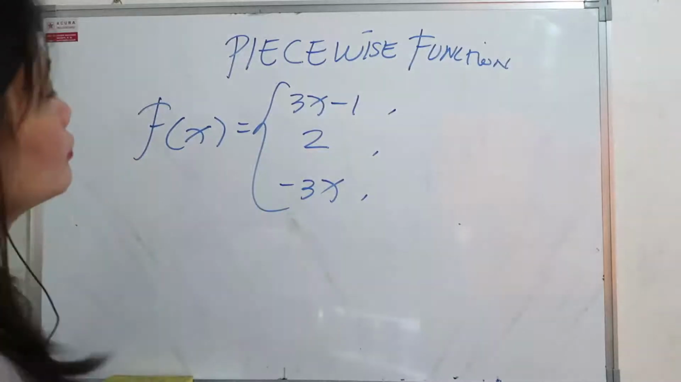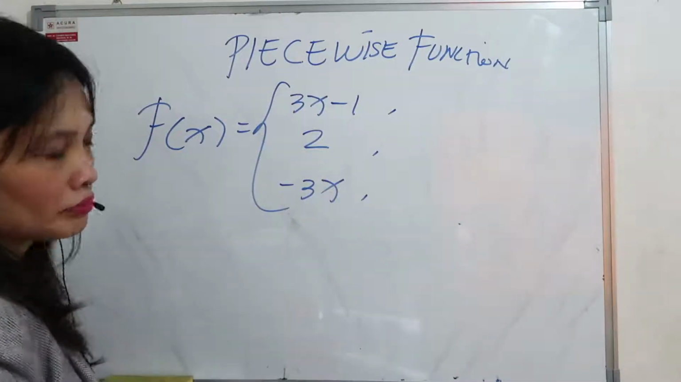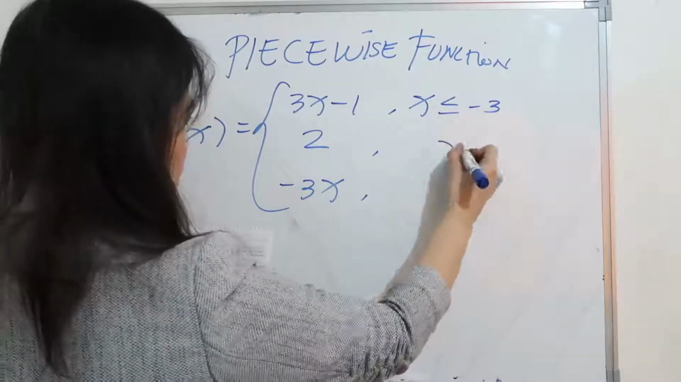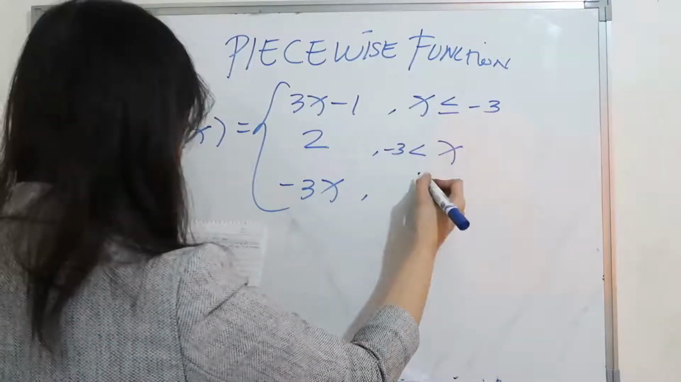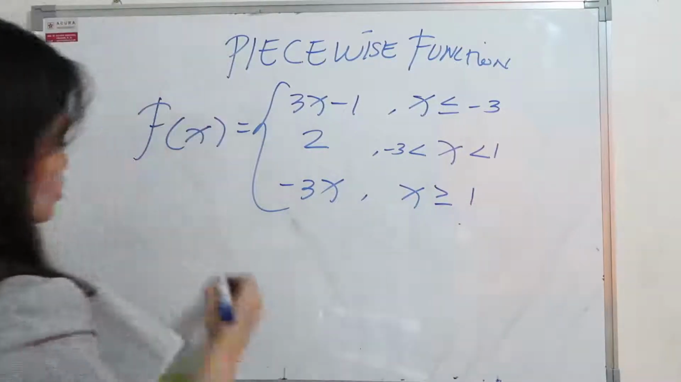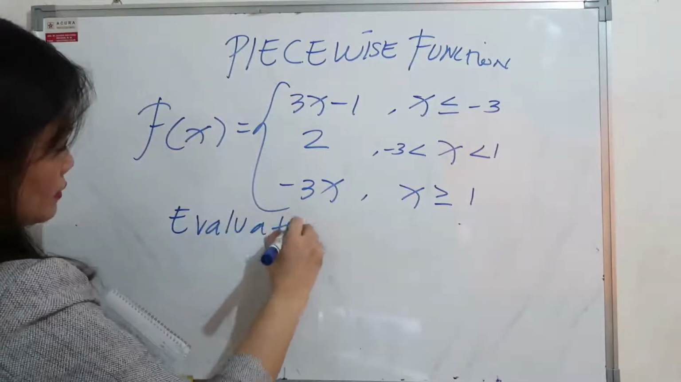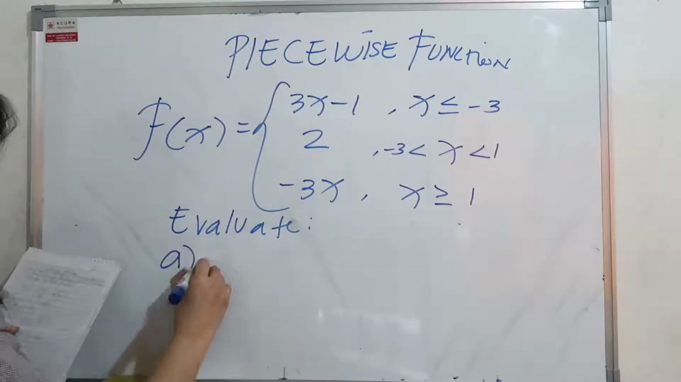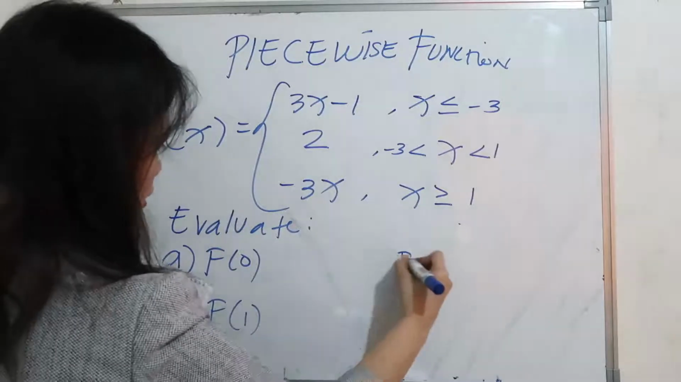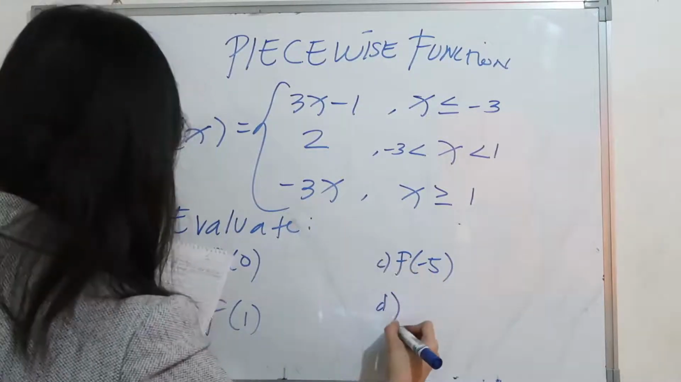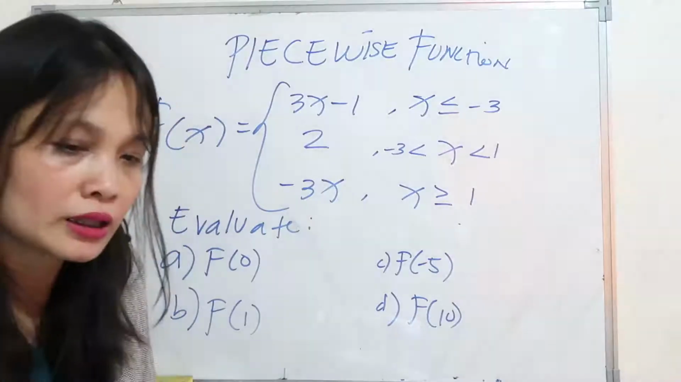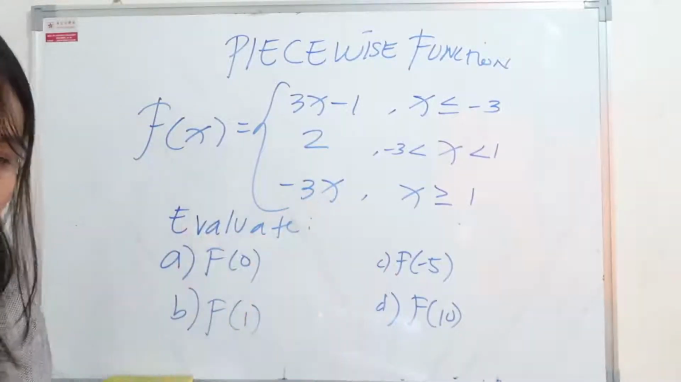So for example, given the piecewise function, x is less than or equal to negative 3, x is greater than negative 3 and less than 1, x is greater than or equal to 1. So how do we evaluate piecewise function? For example, f of 0, f of 1, f of negative 5, f of 10. Okay, here we go. Again, we say piecewise function, it contains two or more functions.